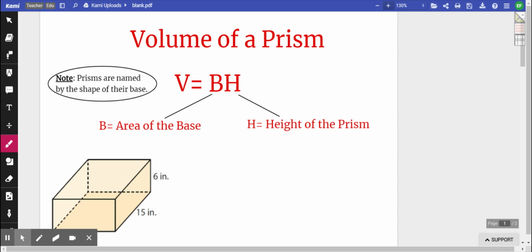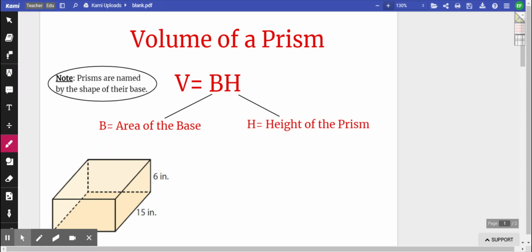Hello again, everyone. This video is dedicated to volume of a prism. So we have some formulas that we need to go over. It's kind of a generic formula for volume of a prism. It's a capital B times a capital H. So capital B will represent the area of the base, and H represents the height of the prism.